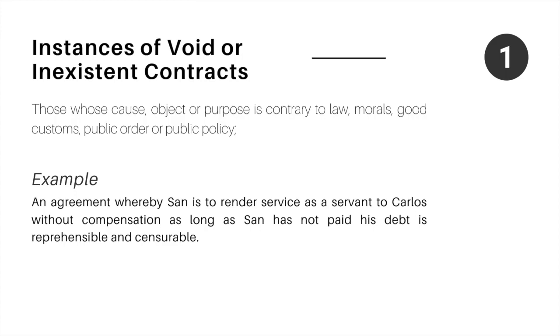Instances of void or inexistent contracts. First, those whose cause, object, or purpose is contrary to law, morals, good customs, public order, or public policy. Example, contrary to law. An agreement whereby San is to render service as a servant to Carlos without compensation as long as San has not paid his debt is reprehensible and censurable.